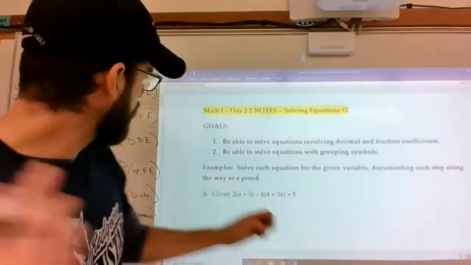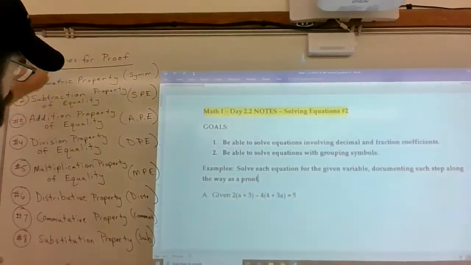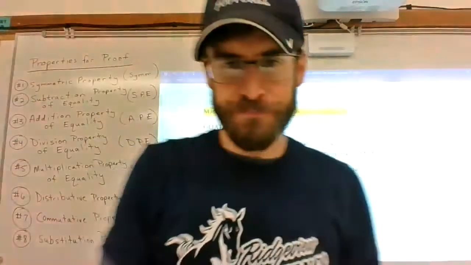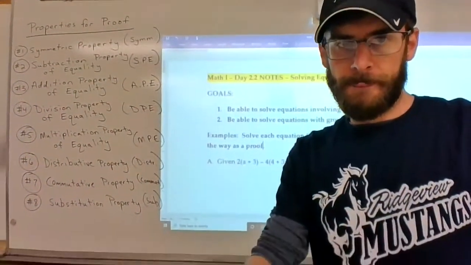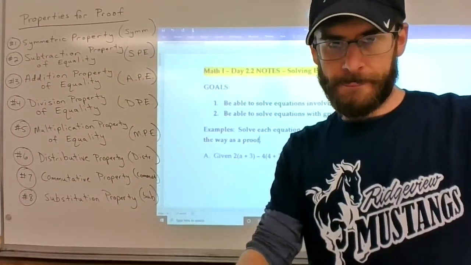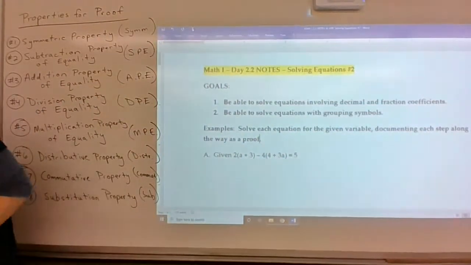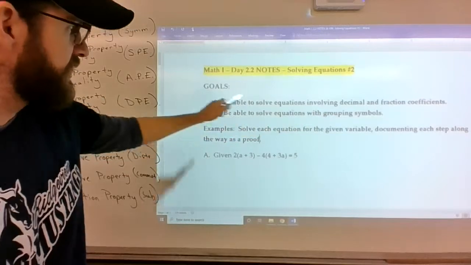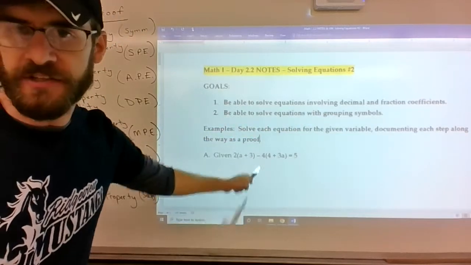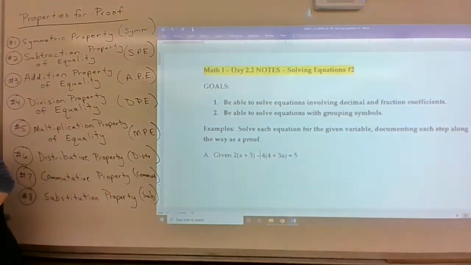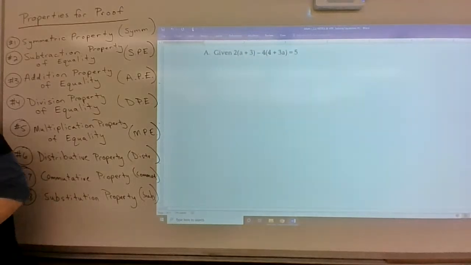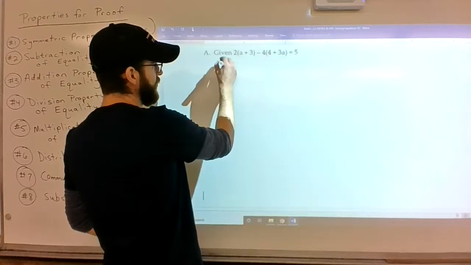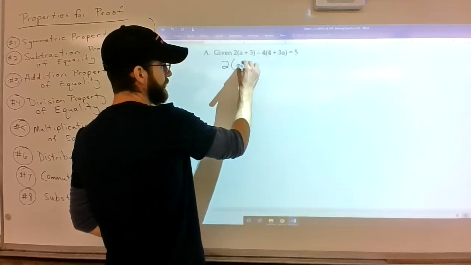We're going to be going back to this little chart here pretty much constantly, so I'm going to try to keep it in view. Okay. So I want you guys to be able to solve equations involving decimals and fractions as coefficients, and be able to solve equations with parentheses. All right, so we're given 2a plus 3. I'll write this a little bit bigger so we can see it better.